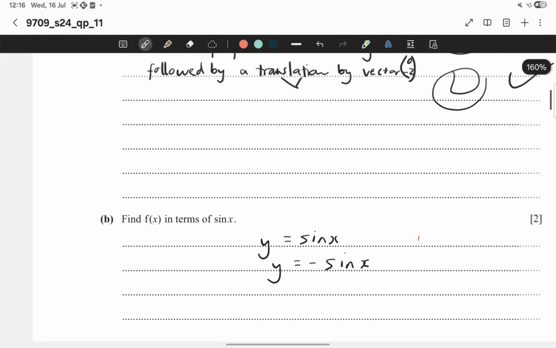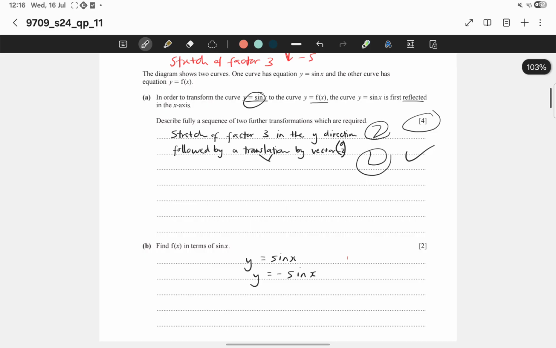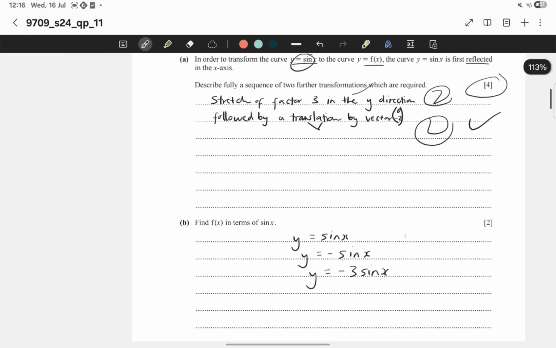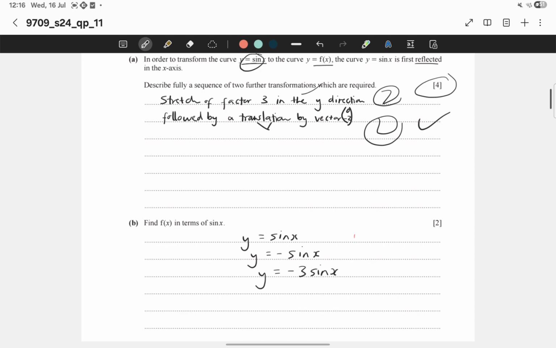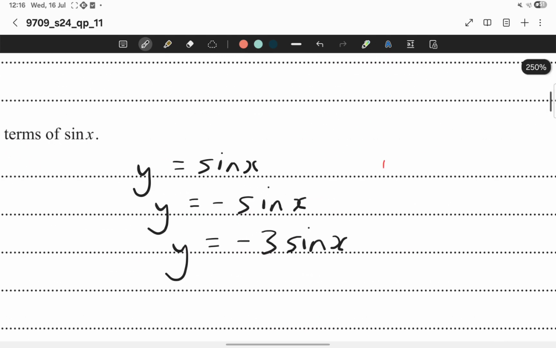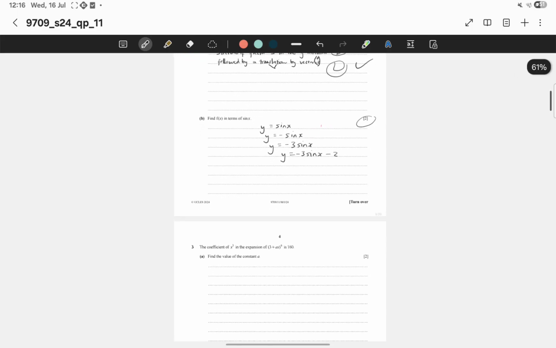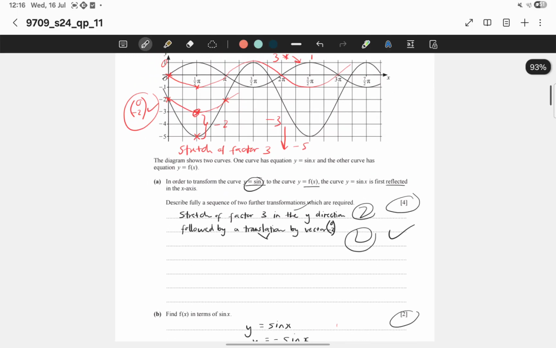Then we apply the stretch of vector 3, so we're just multiplying the graph by 3, which gives us minus 3 sine x. Then we apply the translation by vector 0, -2, that will give us y equals minus 3 sine x minus 2, like that, and we get our 2 marks. And that's it for number 2.